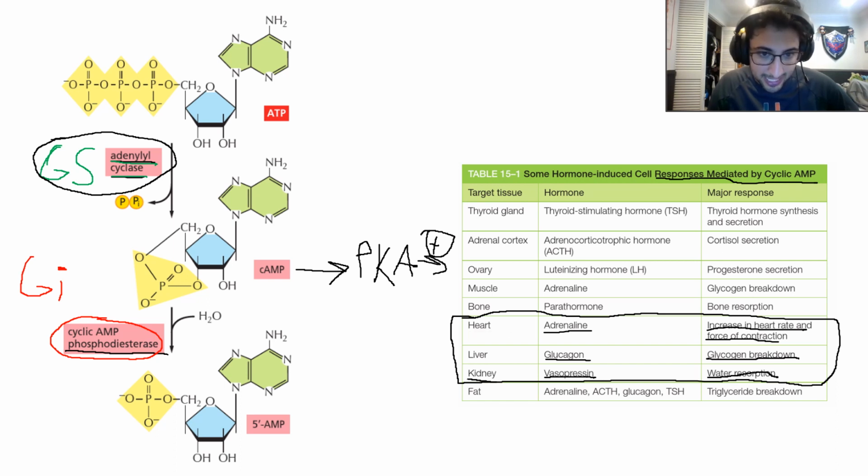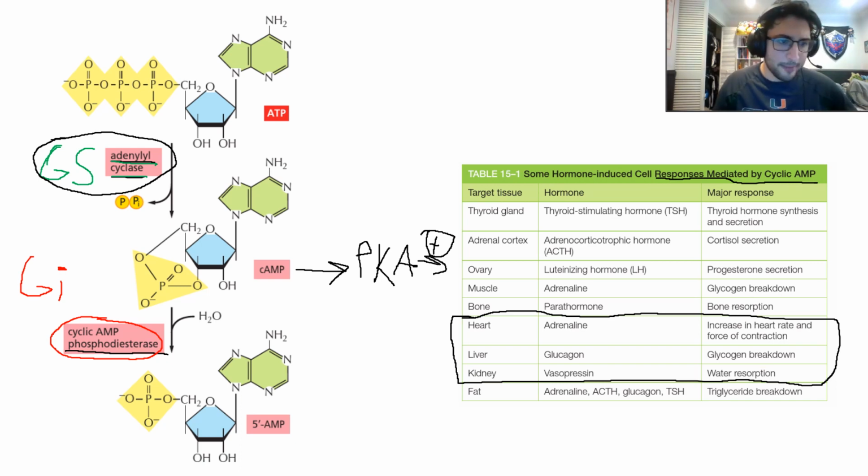Because they are classic hormones. Adrenaline, glucagon, and vasopressin are very classically tested when it comes to their mechanism of action. All right, moving on.